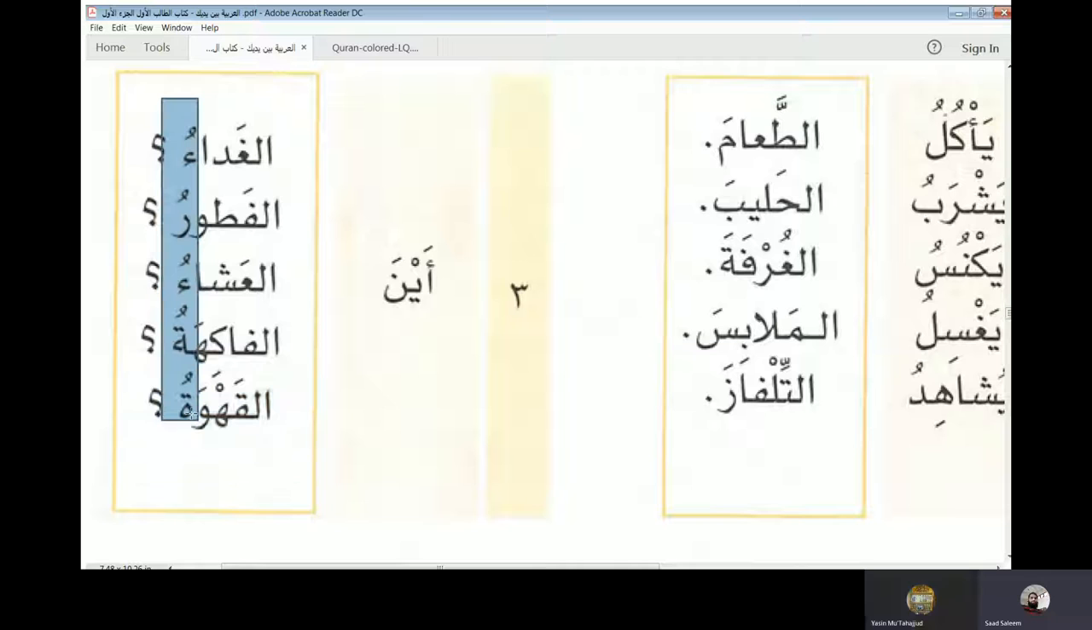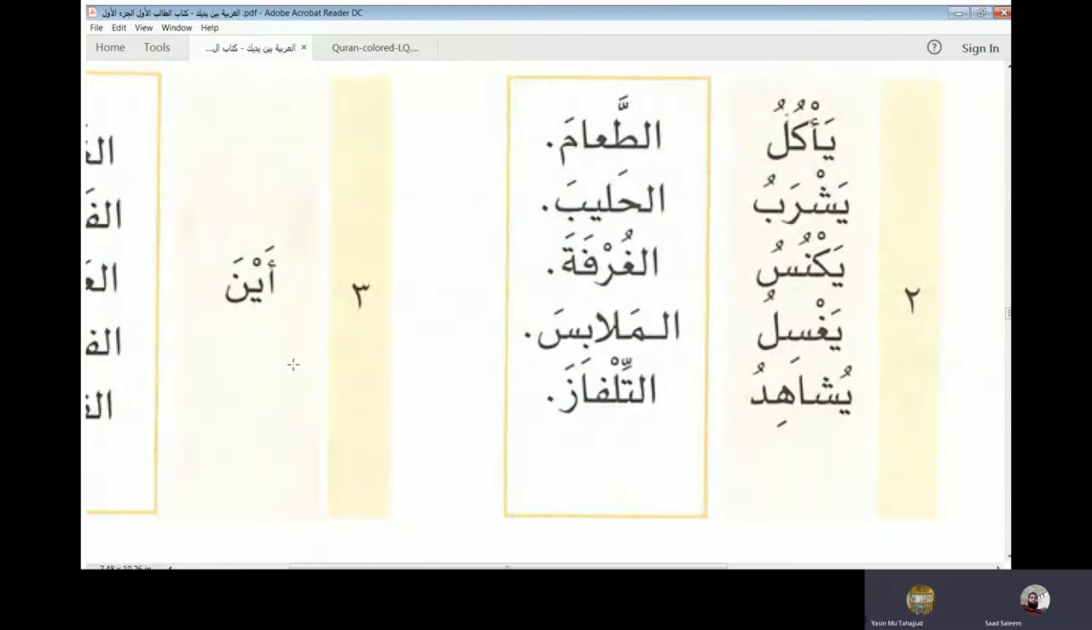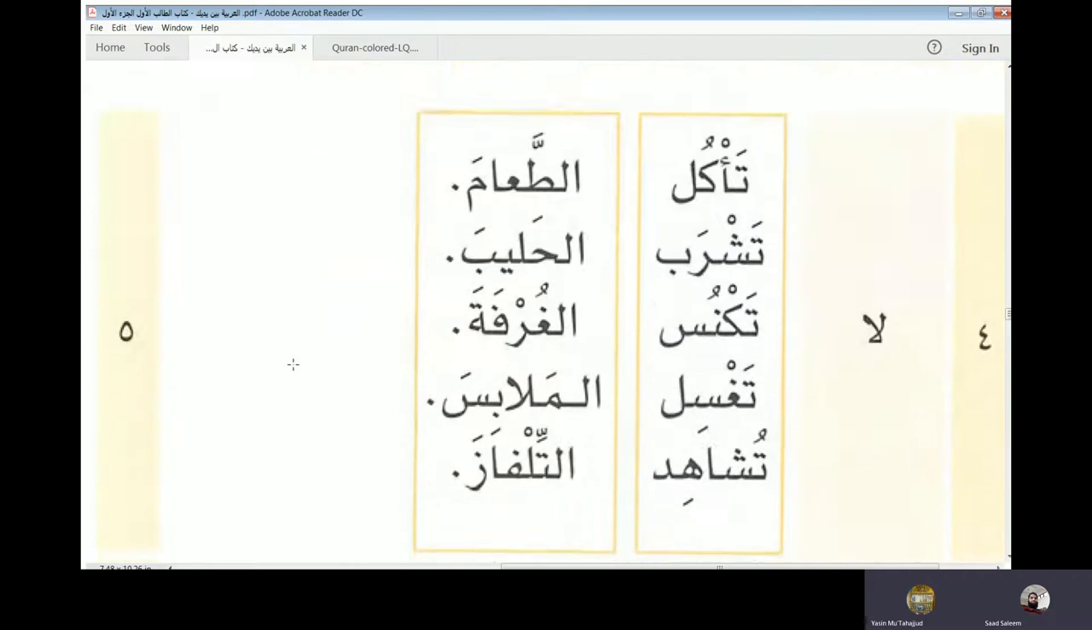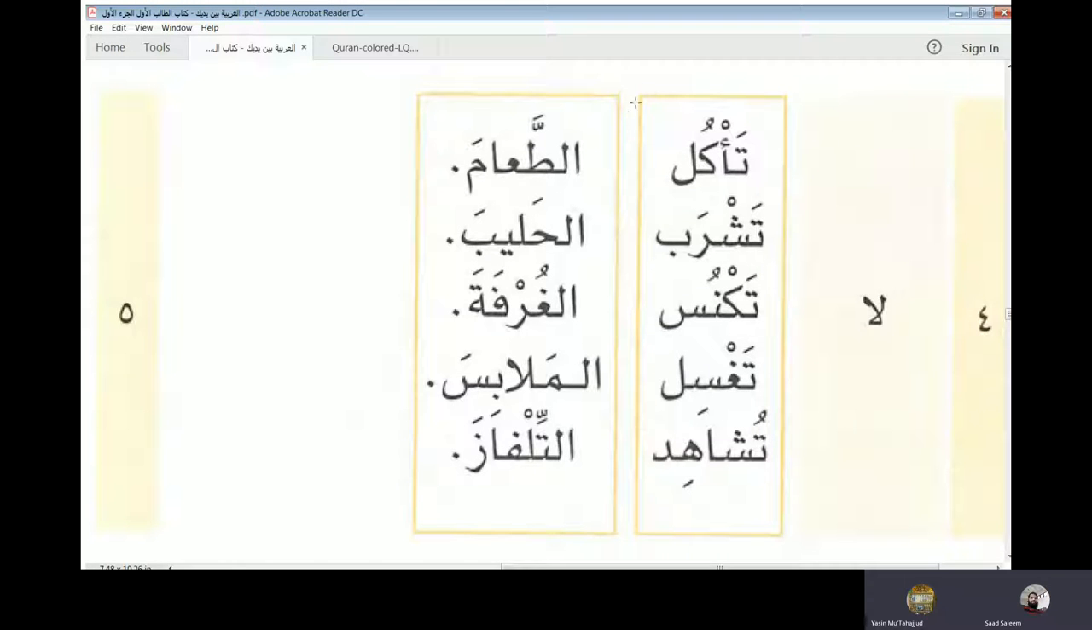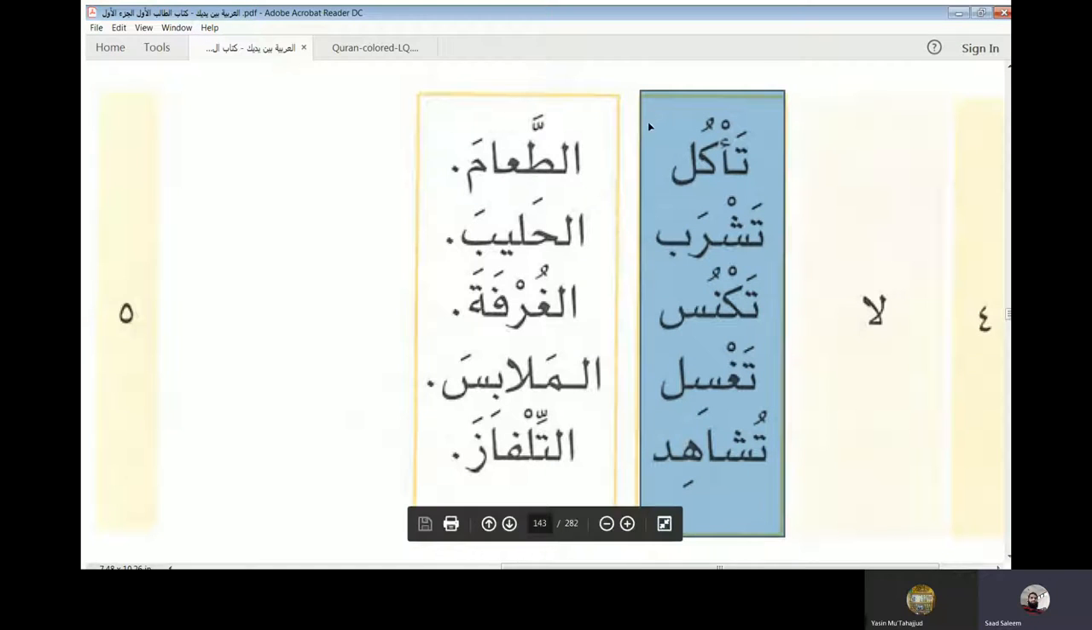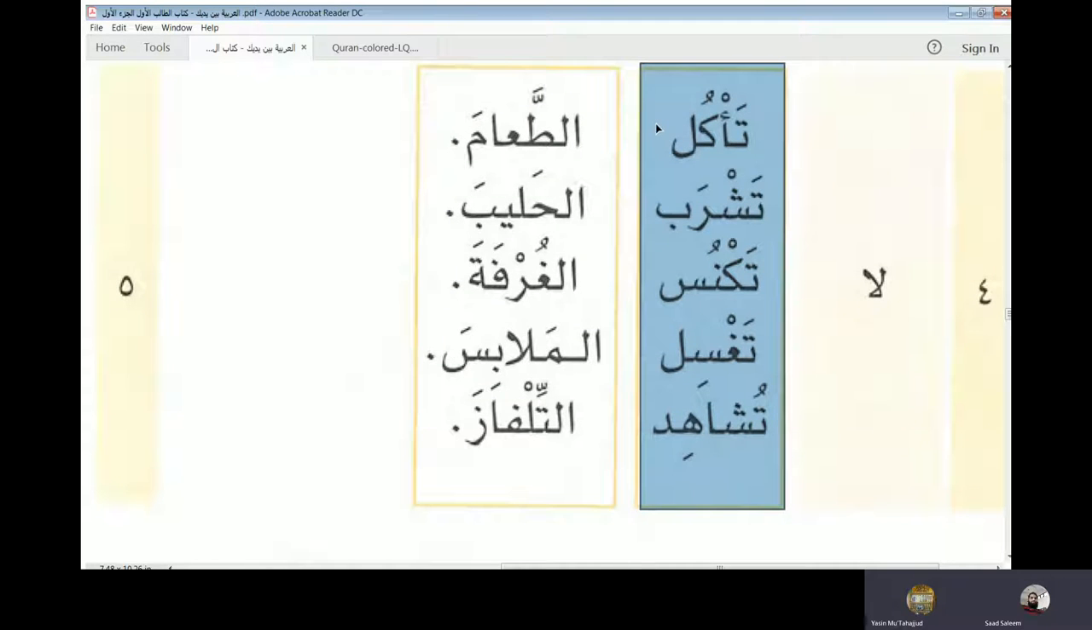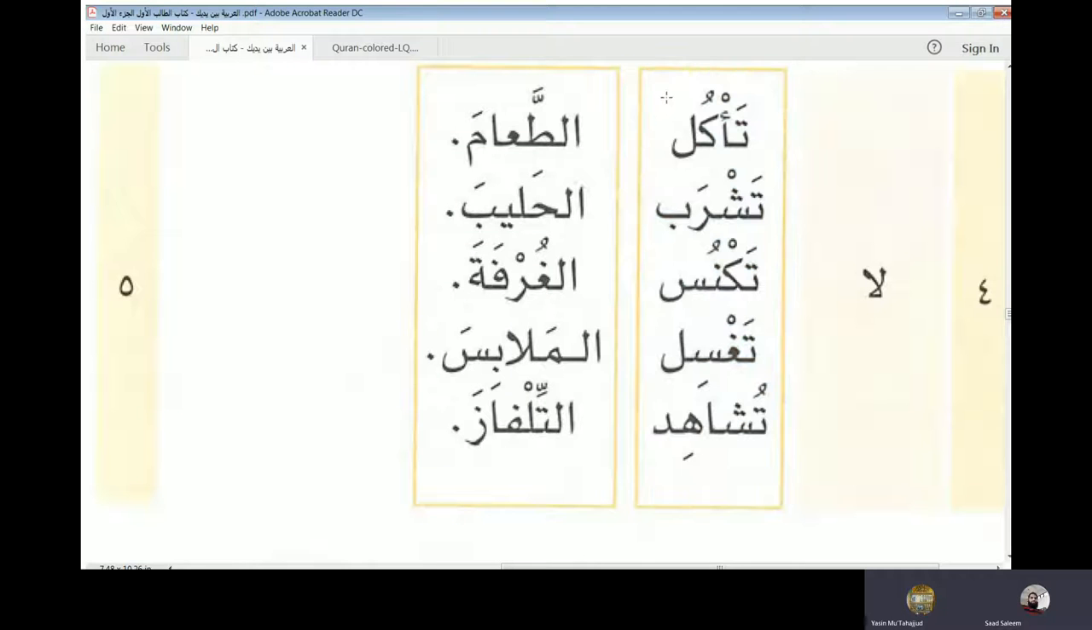Why are we using dhamma at the end of all these words? Because of alif lam at the beginning. Yes, because of alif lam in the beginning. Whenever we have alif lam in the beginning, we cannot use tanwin. We use dhamma. Now these are amr, the imperative. Which sign do we use on the imperative at the end? Yes, I told you today. We use sukoon at the end.